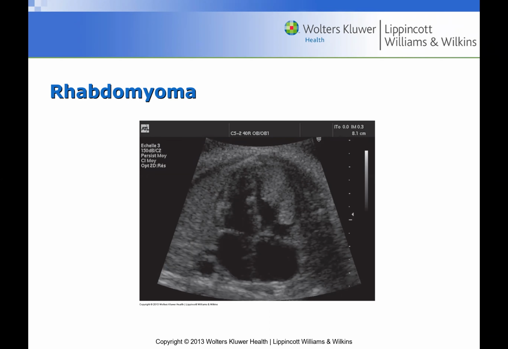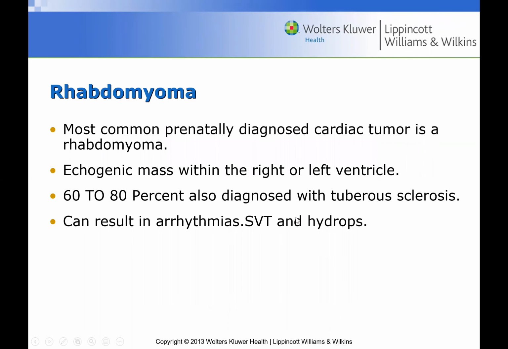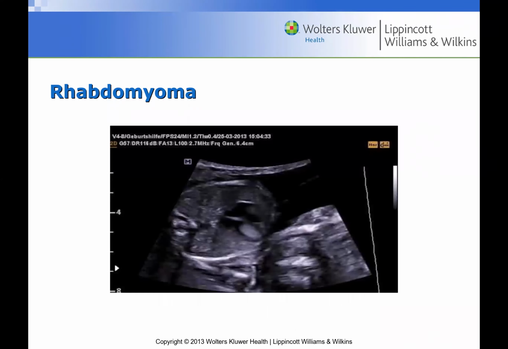A rhabdomyoma is a tumor within the heart. They're very easily recognized here as a large tumor. It's the most common prenatally diagnosed tumor. Echogenic mass within the right or left ventricle, 60 to 80% also diagnosed with tuberous sclerosis, and can result in arrhythmias, SVT, and hydrops.